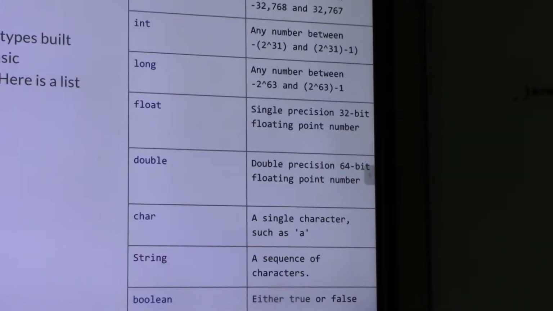So a float is a single precision 32-bit floating point number, usually around 9 digits of precision. A double is a 64-bit floating point number, which has a lot more digits of precision. So generally, if you need to store a big decimal, you're going to want to use a double. If you need to store just a few points after the decimal, you should probably just use a float. That's sort of a good rule of thumb.